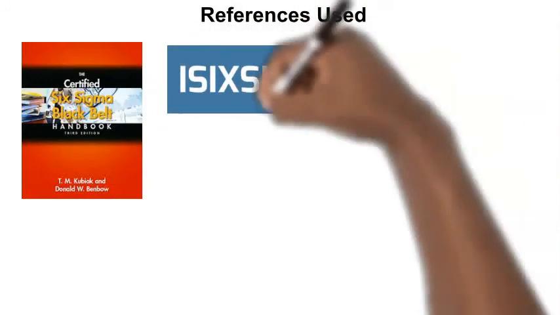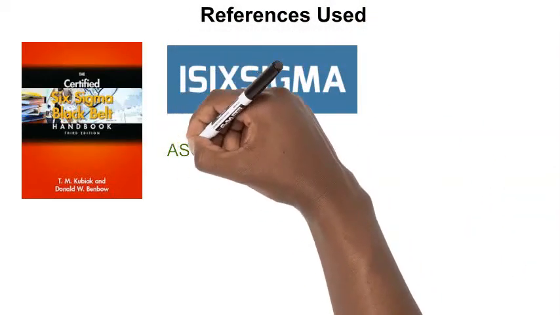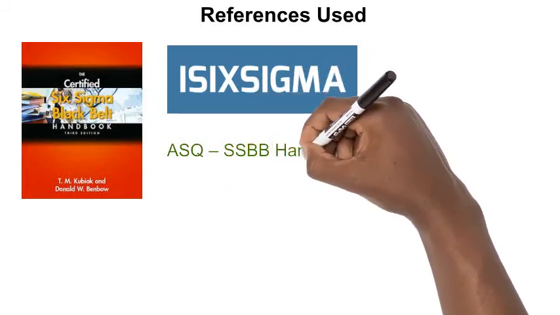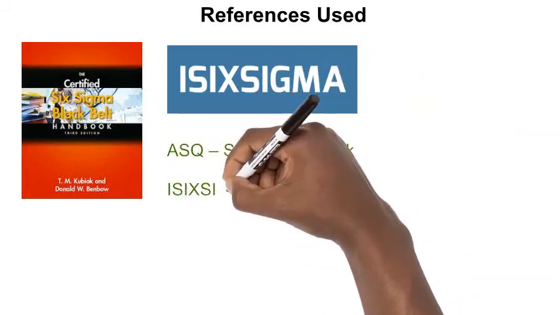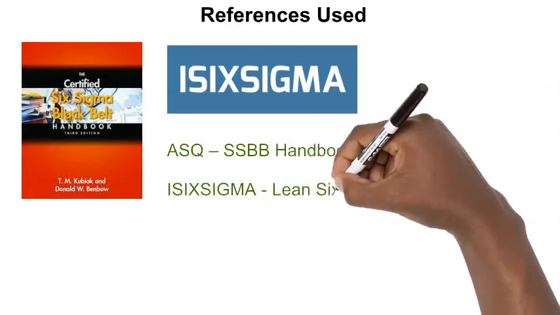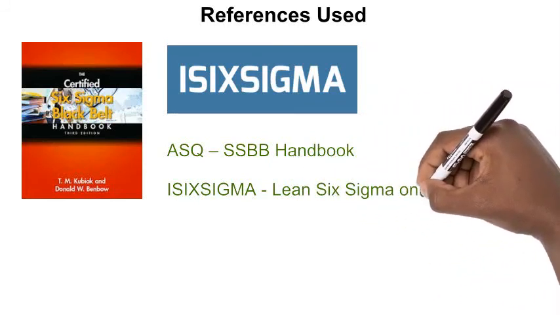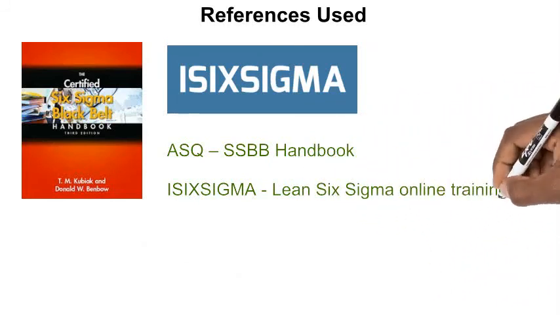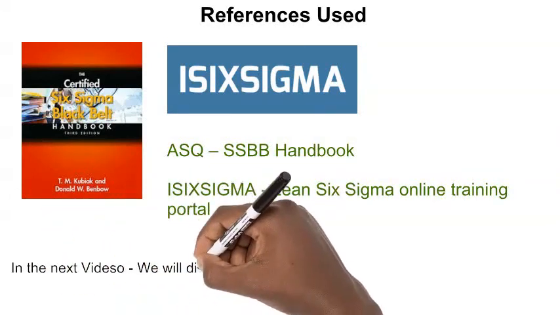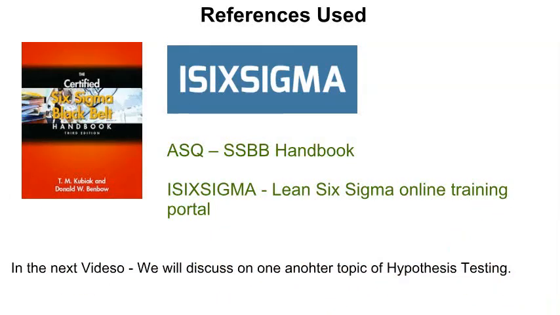So friends, for this video I have used the references of ASQ Six Sigma Black Belt Handbook and iSixSigma, which is Lean Six Sigma online training portal. In the next video, we will discuss one another topic on hypothesis testing.